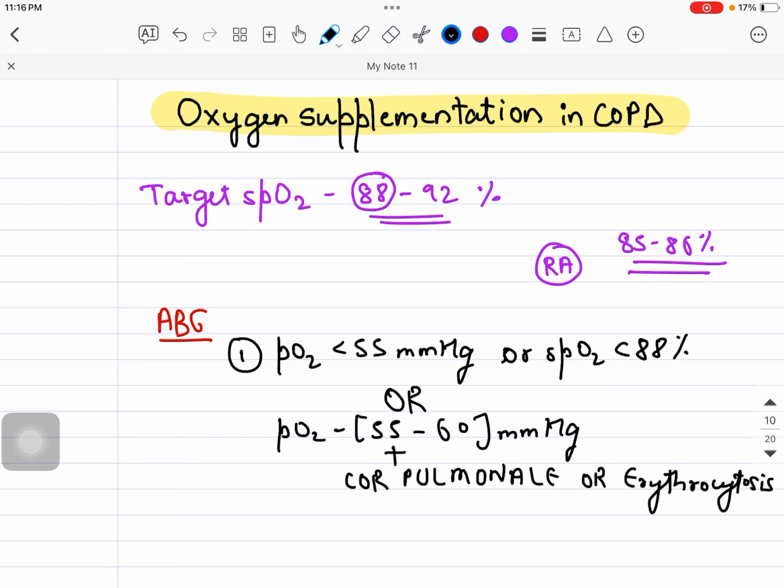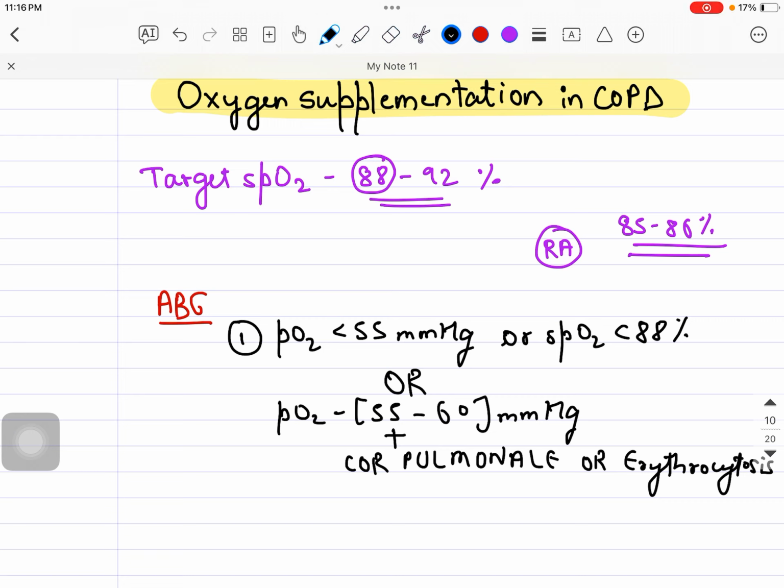So what you need to do is first check the oxygen saturation with the pulse oximetry on the monitor, what is the SpO2 on room air. You see that SpO2 is lesser than 88. Okay, it might be 83, 84 or 85, 86 or whatever it is below 88, then you should think of doing the ABG. In those scenarios, if the ABG shows a PO2 value of less than 55, straightforward. Okay, in that case, you need to see if it is between 55 to 60. If it is between 55 to 60, then you should check whether the patient has cor pulmonale or right-sided heart failure, or erythrocytosis.